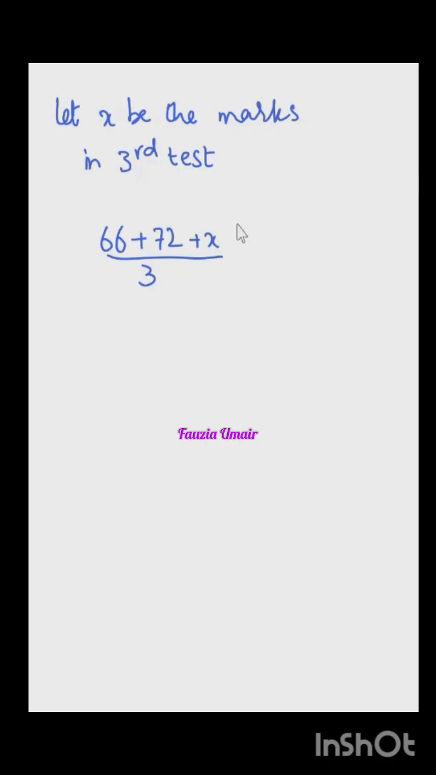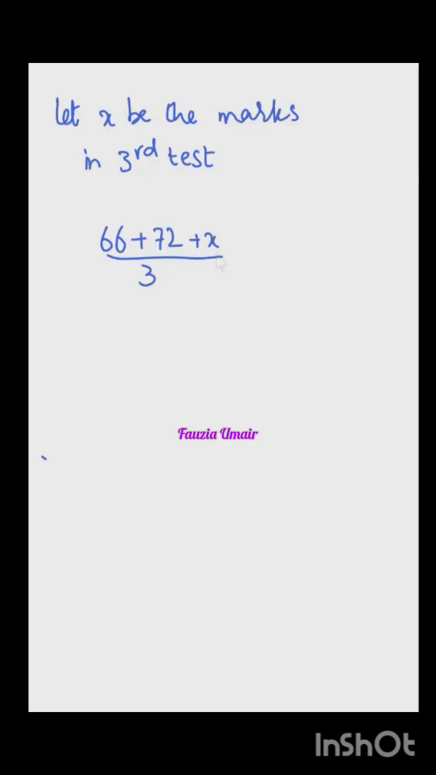Why are we dividing it by 3? Because there are only 3 tests, that's why. Yes, that's how you calculate average. If you want to calculate average of 5 tests, you will add the numbers in those 5 tests and you will divide it by 5. Okay? That's the formula of average. Okay, that's how you calculate average.